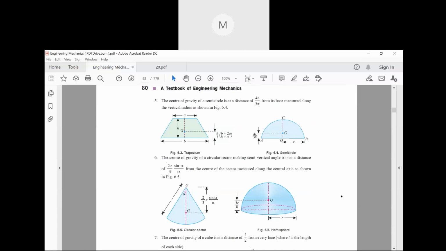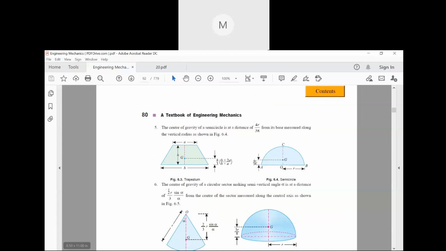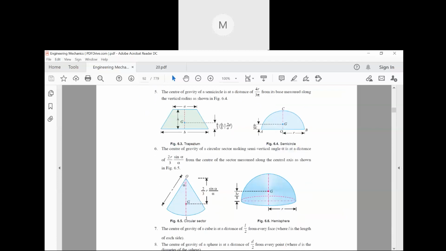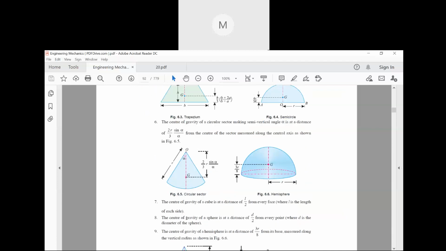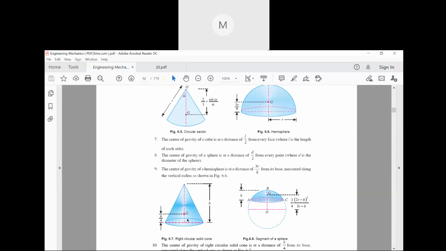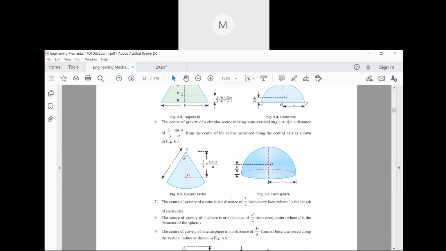Then you go for the other ones. The next one is what? The center of gravity of a circular section making a semi-vertical angle alpha. So this is what? This is a circular section. Like this is a circle.